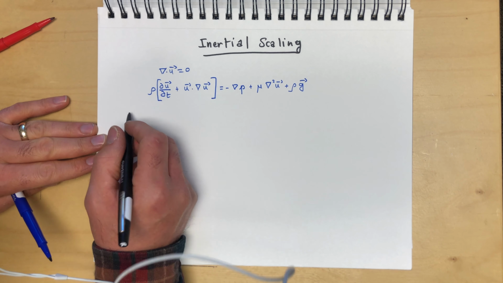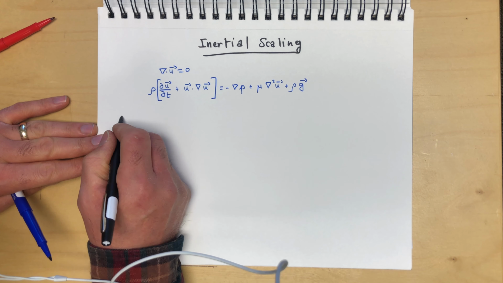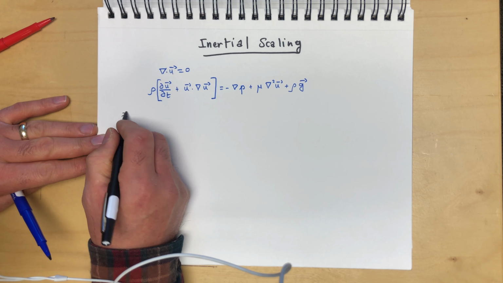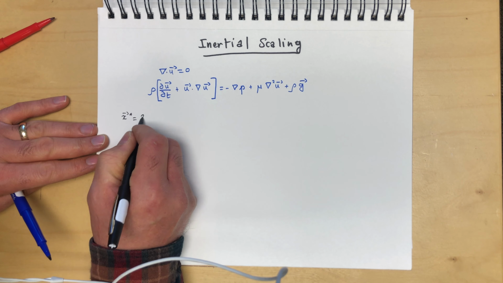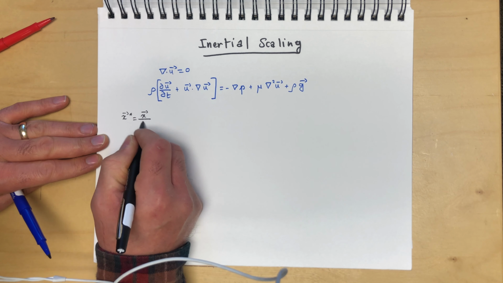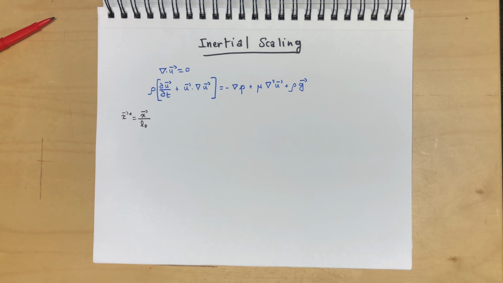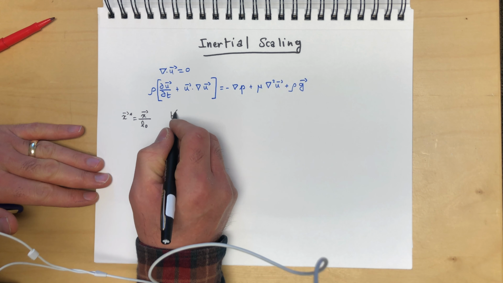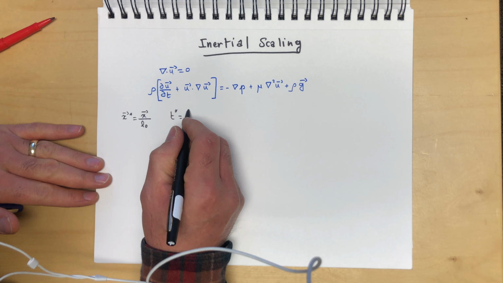The first thing we're going to do is choose the x scale, so that's x, y, and z. In other words, x star is x over some reference length scale L0. For a pipe flow, for example, this could be the pipe diameter. For an environmental flow, this could be the height of the atmospheric boundary layer, etc. For time, we're going to choose a time scale called T0.